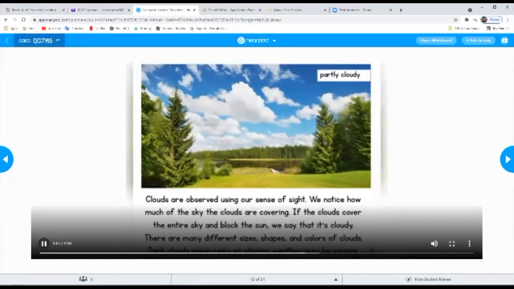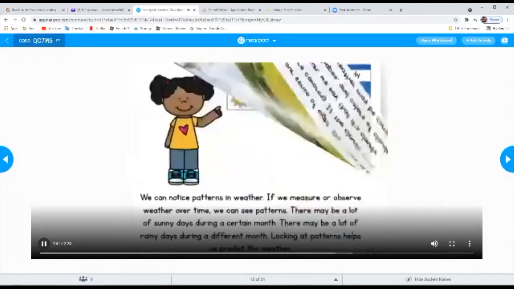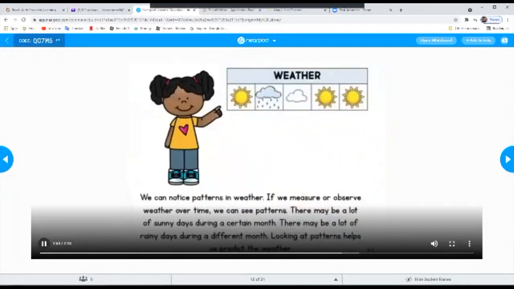Clouds are observed using our sense of sight. We notice how much of the sky the clouds are covering. If the clouds cover the entire sky and block the sun, we say it's cloudy. There are many different sizes and shapes and colors of clouds. Dark clouds mean rainy or stormy weather may be coming.